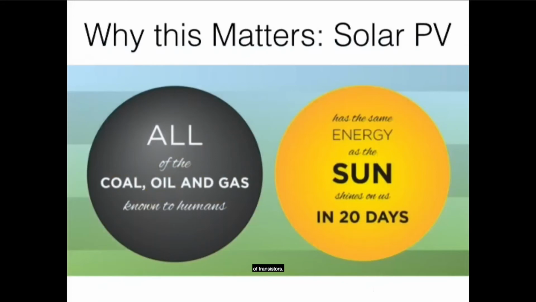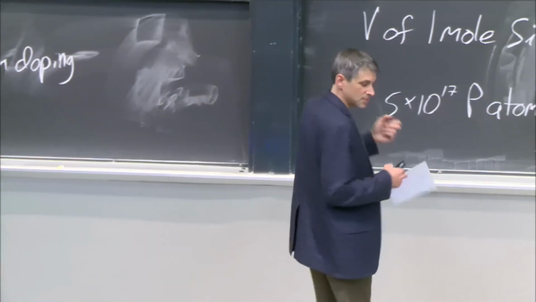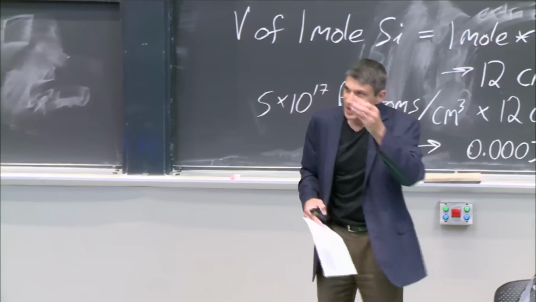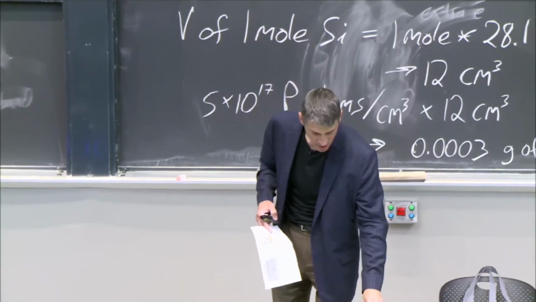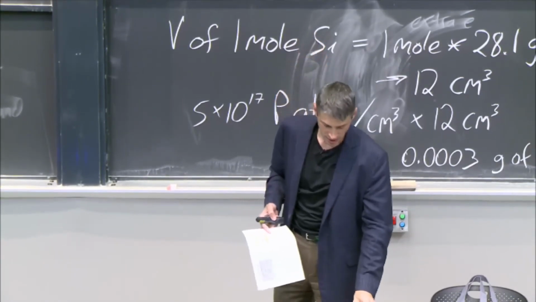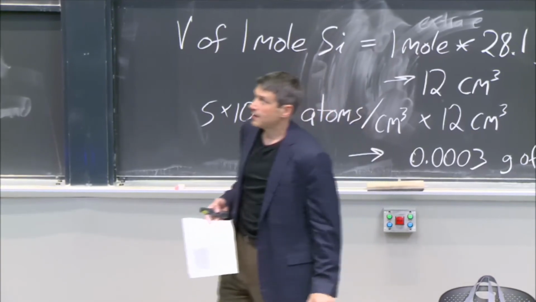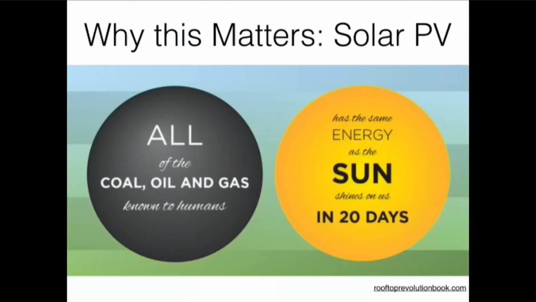Because the semiconductor is also the same thing we use to generate electricity from the sun. And you can imagine this. You are doing that in your goodie bag. You're literally using this semiconductor to generate electricity by shining light on it. Why is this important? Well, I like this comparison. All the coal, oil, and gas known to humans is what you get from the sun in about 20 days.